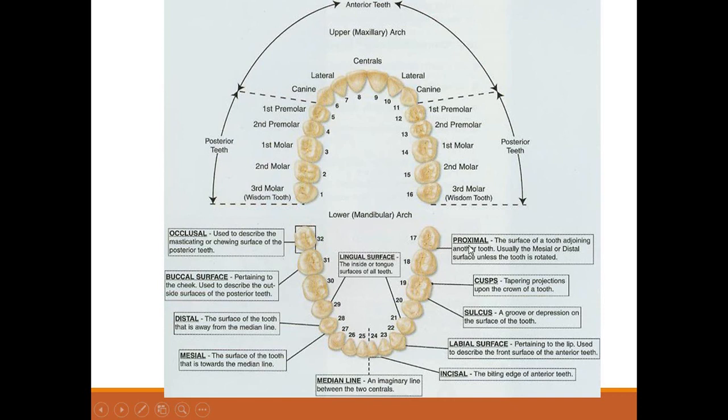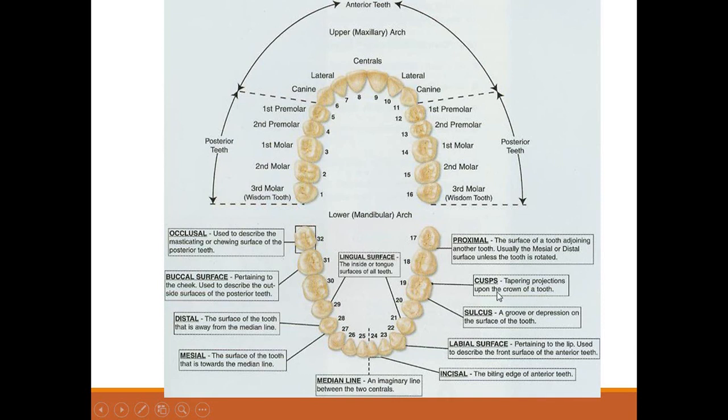When we talk about proximal, it's the surface of the tooth that's adjoining the other tooth. So right in between the teeth is the proximal surface. We talk about interproximal decay very frequently, and that means that there's a cavity in between the teeth, and it's typically a mesial, let's say a mesial here on 17 and a distal here on 18.